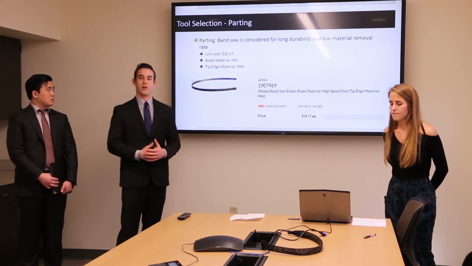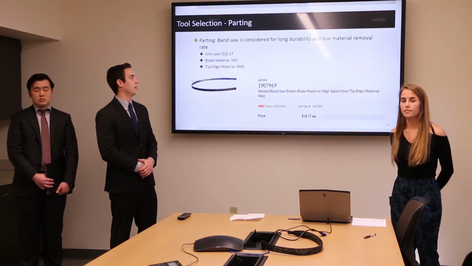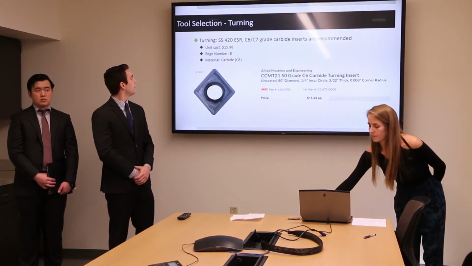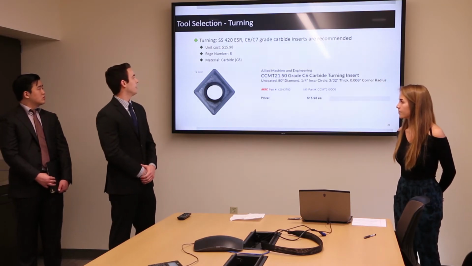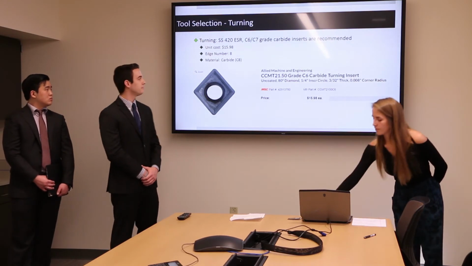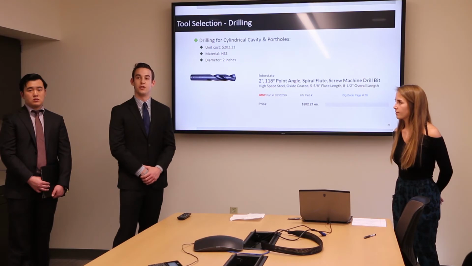So for our tool selection for parting, we selected a bandsaw. We chose a bandsaw because of its long durability and relatively low material removal rate. For turning, we selected a stainless steel 420 C6 carbide insert with 8 edges, which also has a nose radius of 0.008 inches. For drilling the cavity and portholes, we selected a high-speed steel 2-inch drill bit.